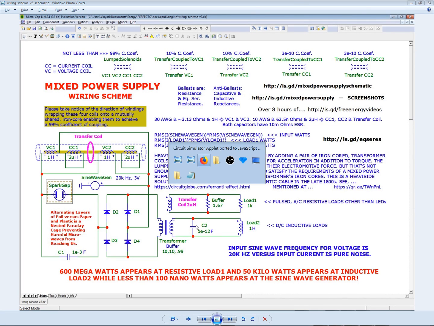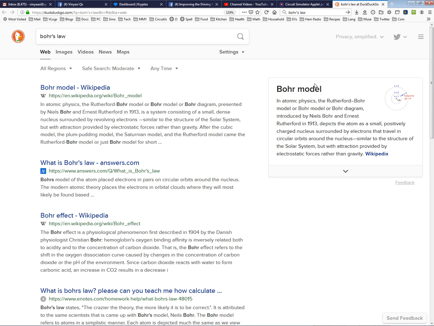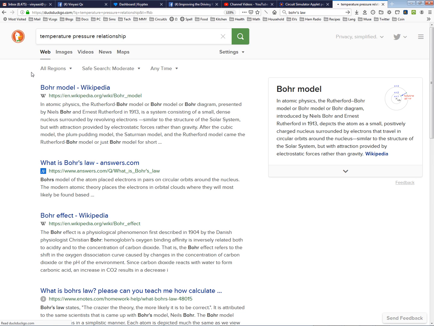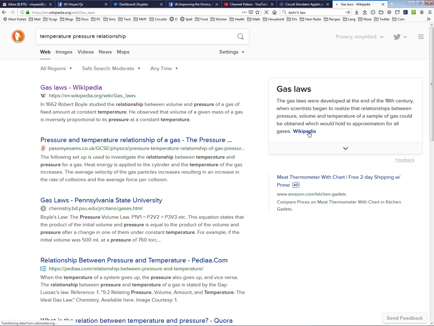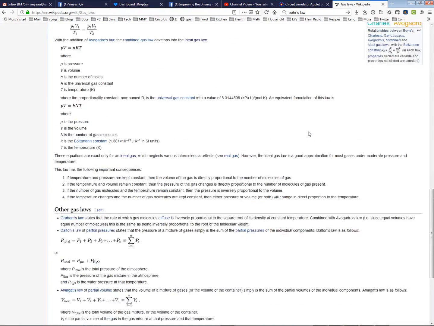Oh, I love to look at examples. Oh, I know what I'll do. That's right. I won't have to. Okay, let's see. Is it Bohr's law? Bohr's model? I forget. Niels Bohr. Atomic physics? No, that was not it. Wrong one. Sorry. Okay, temperature, pressure, relationship. Here we go. Gas laws. Finally. There's no charts. I love charts. That doesn't look like a chart. References.